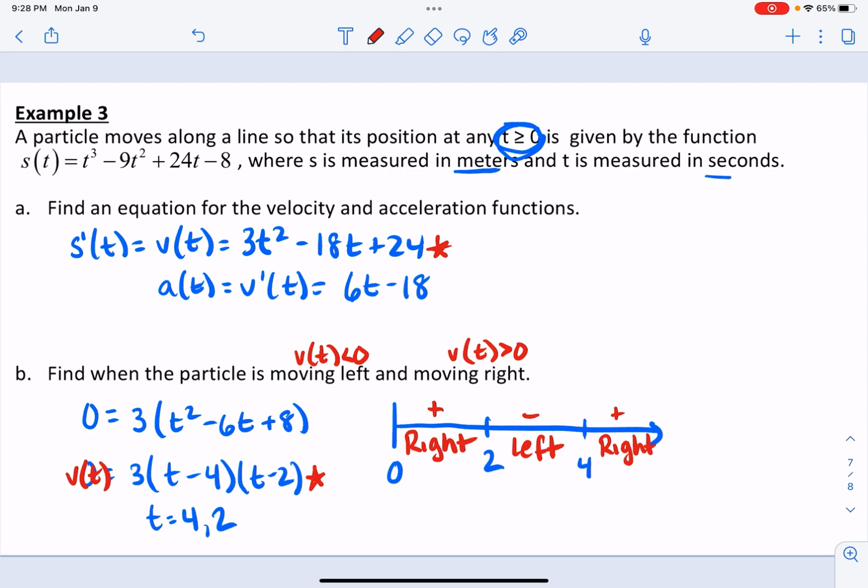So our final answer: we're moving right from 0 to 2. I include 0 because if I plug 0 into my velocity function, I actually get a positive number out. We don't include 2 because technically that's where our velocity equals 0. And then from 4 to infinity. And then we move left on our interval from 2 to 4.